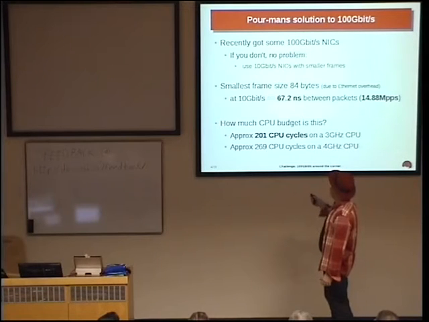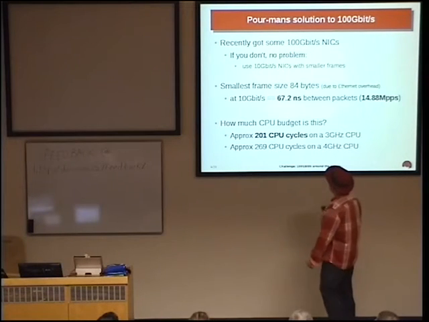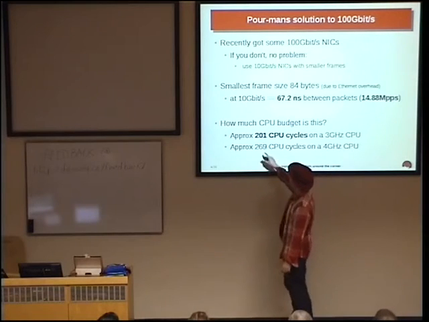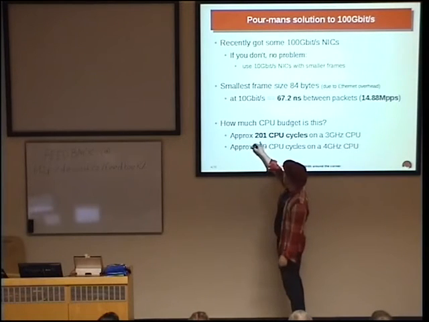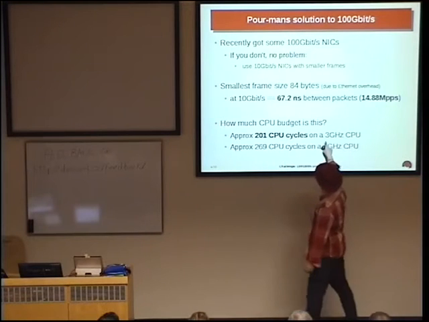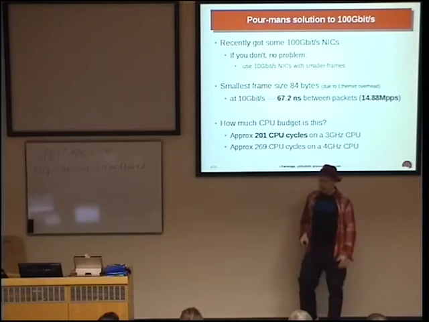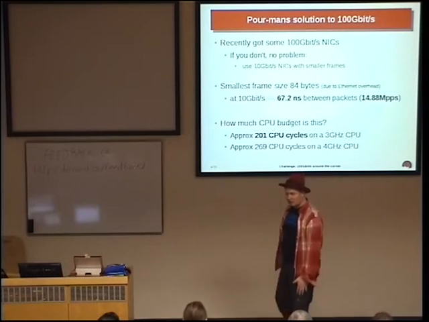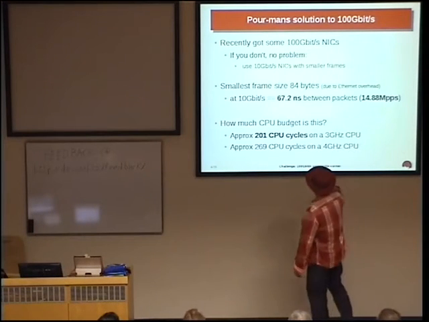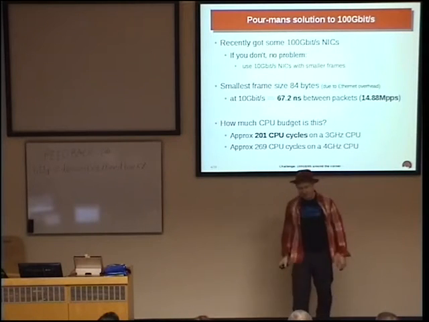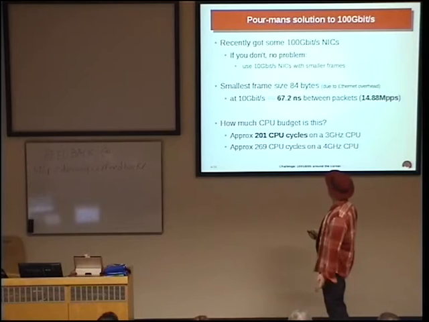I'll talk a lot about this number here, but what you should actually look at is how many CPU cycles this is, because it relates to this number. With 3 gigahertz, we have about 200 CPU cycles for each packet. You can of course buy a faster CPU, but it's only a few more cycles.